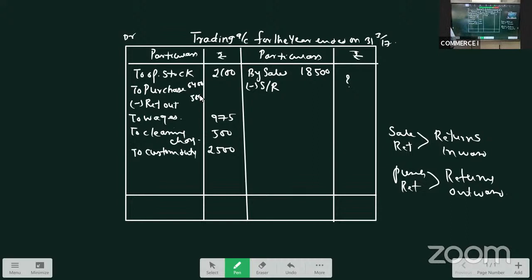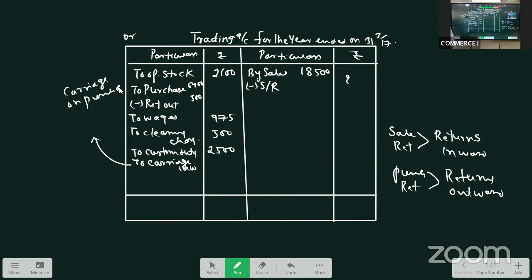Then we have carriage inward. Carriage inward is also a direct expense. Carriage inward means carriage on purchases. Sometimes he'll give carriage outward. Carriage outward is carriage on sales. That will go to profit and loss account.